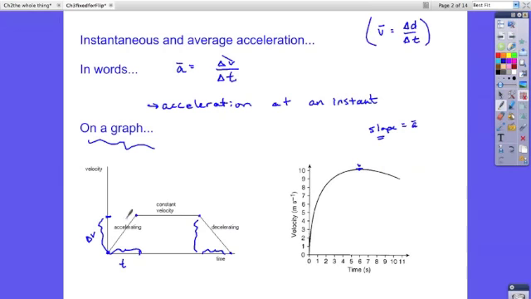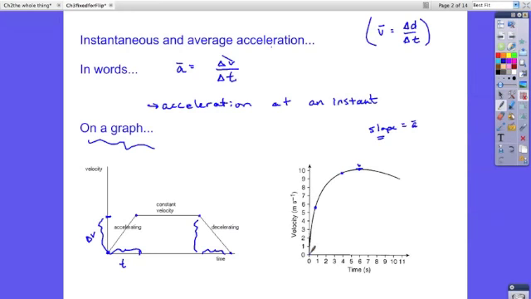So in a velocity time graph where you have nice straight lines, the instantaneous acceleration and average acceleration are the same. But if I look right here, it's obvious that the slope of the line right there is very different than the slope of the line right here. And the acceleration right there would be an instantaneous acceleration, and the acceleration right there would be an instantaneous acceleration.